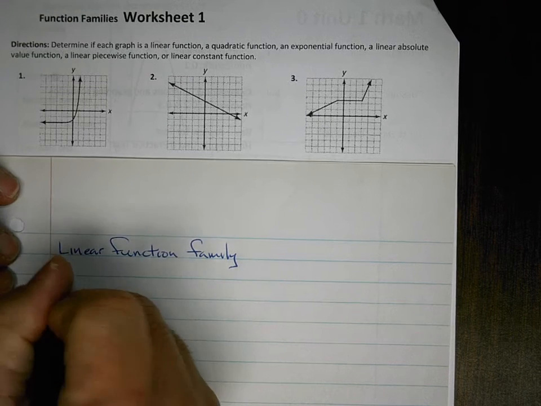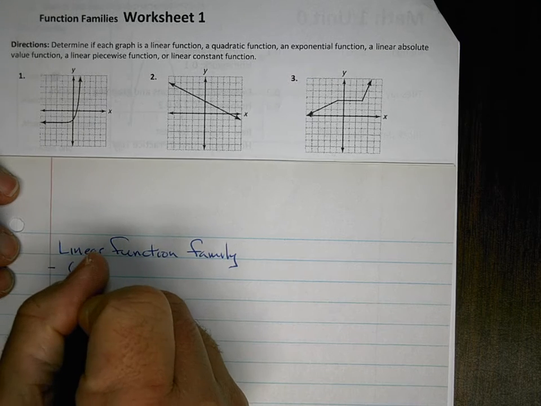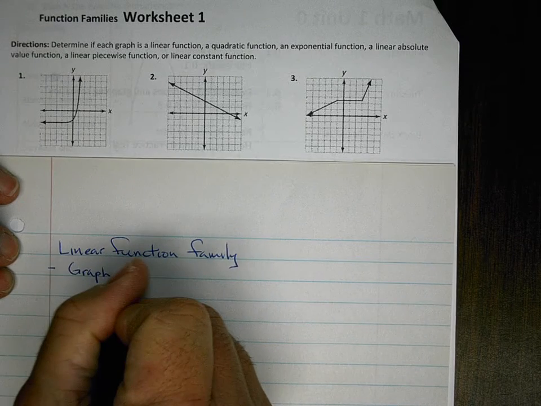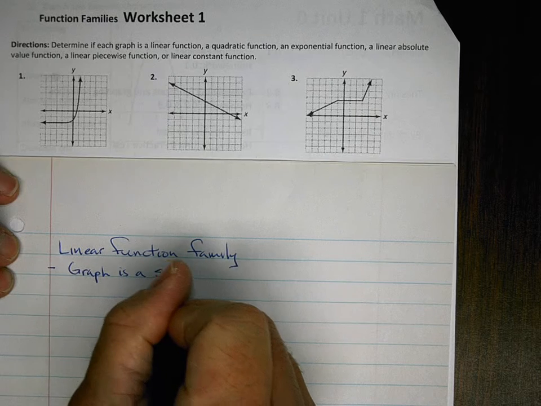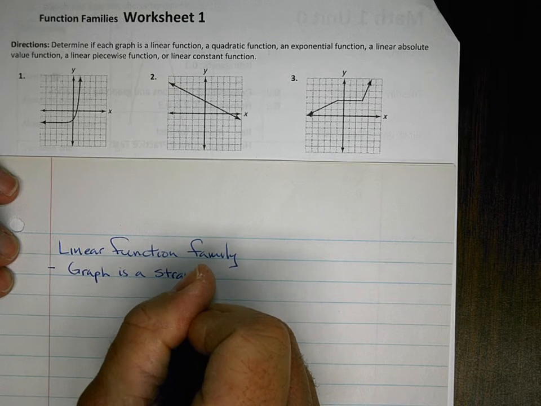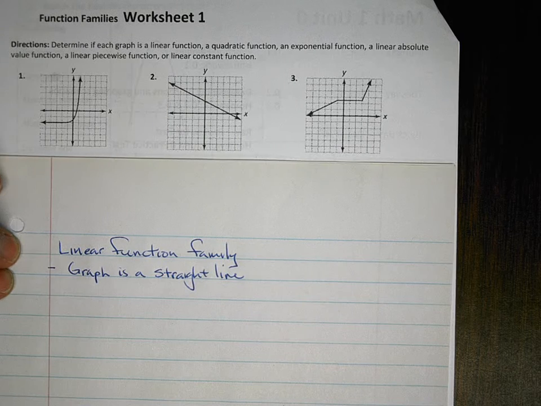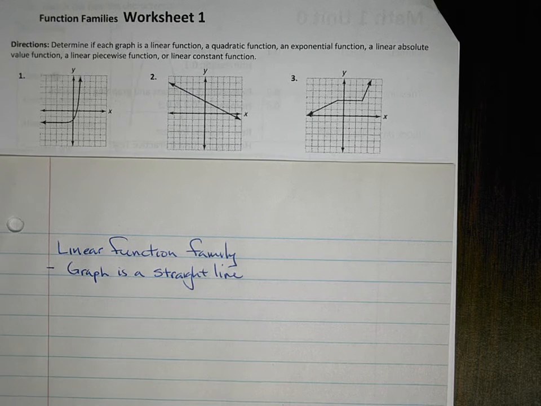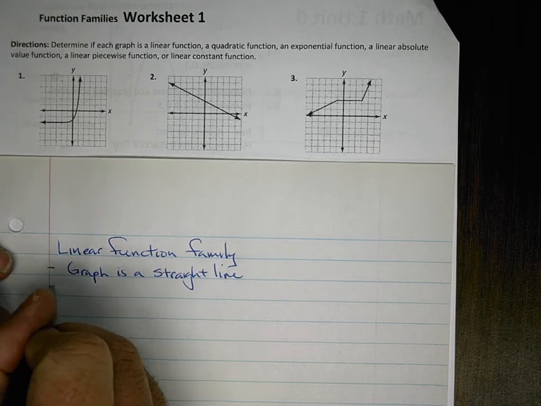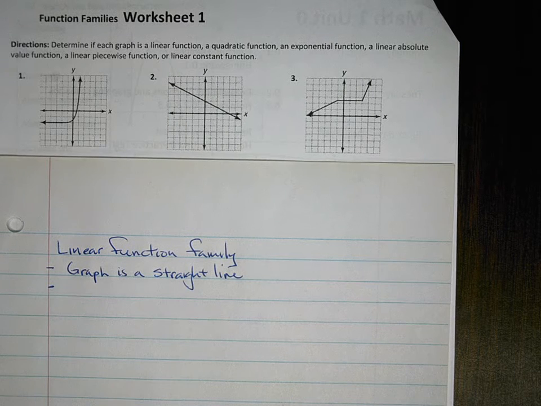Okay, one, pretty obvious. The graph is a straight line. All lines that we deal with will be straight. So it's kind of redundant to say straight line, but we seem to always say that. All right, what else do we know about it? What about the equation? What do we say about the equation? Kiana?